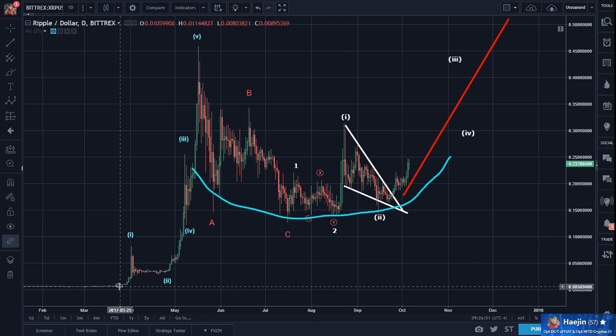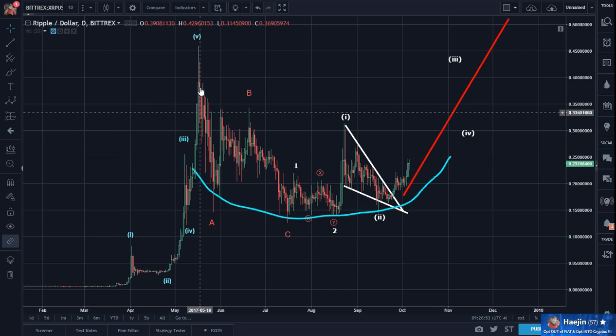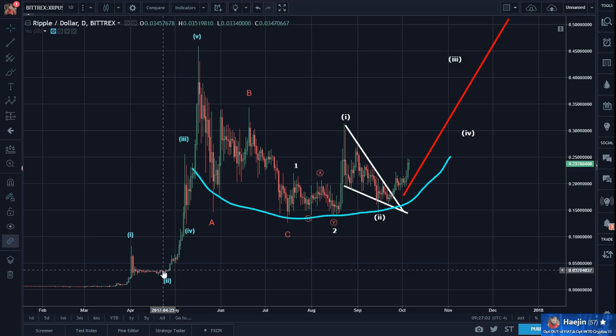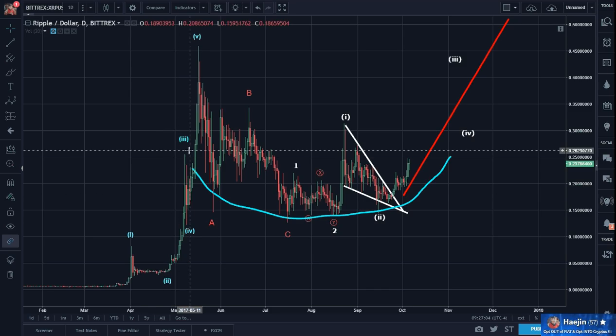So the other rule is after 5 waves, there is a retracement in the form of 3 waves. Just like here, there was a retrace. So 1, 2, 3, 4, 5 had to have a retrace. 1, 2, 3, 4, 5, you had to have a retrace.